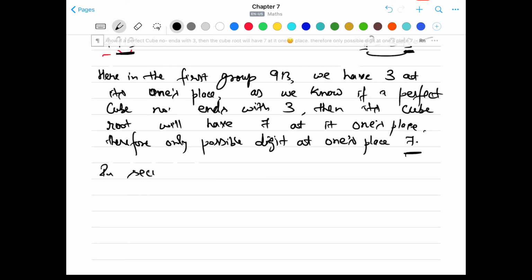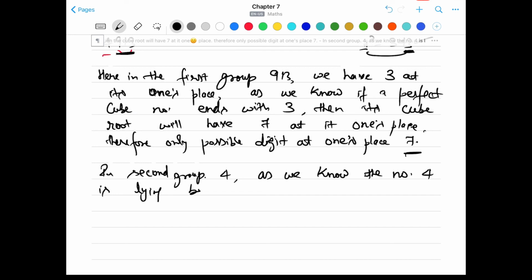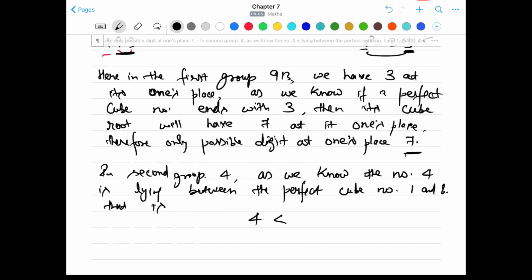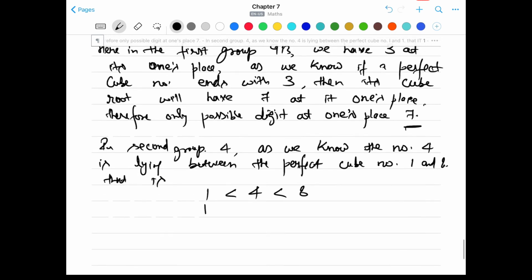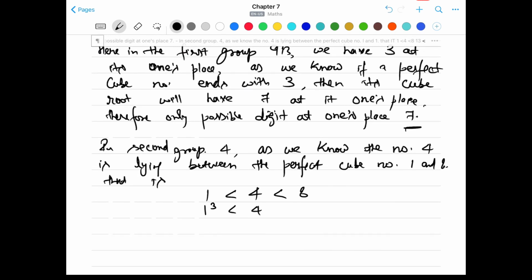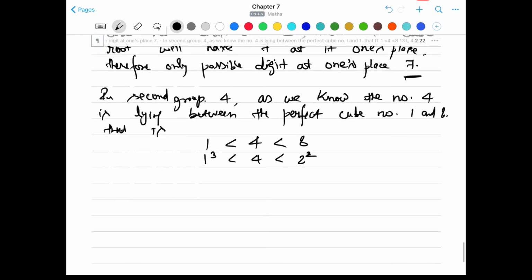Now in the second group, that is 4. As we know, the number 4 is lying between the perfect cube numbers 1 and 8. That is, this 4 is less than 8 but more than 1. 1 is the cube of 1, and 8 is the cube of 2.